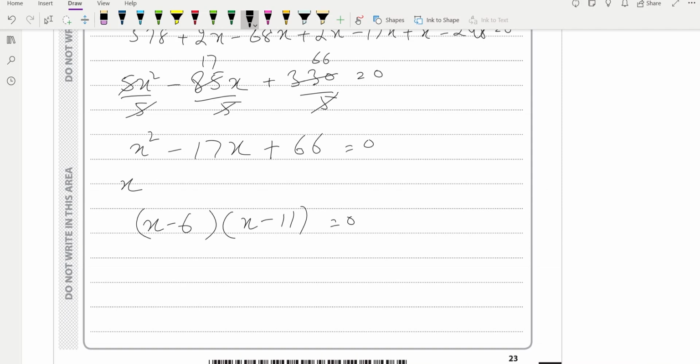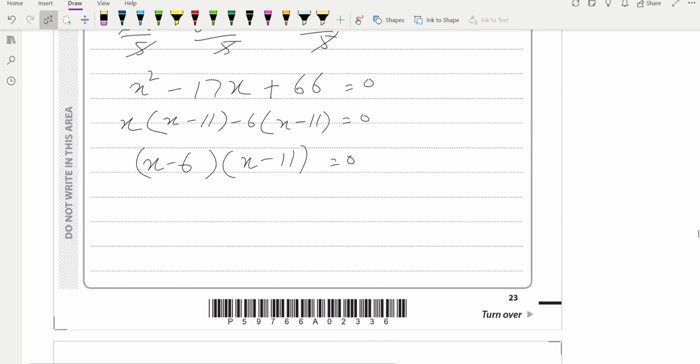So as an intermediate step, we can write x into this term which is x minus 11, and then minus 6 into this term which is x minus 11, equal to 0. Hopefully you understood this trick.